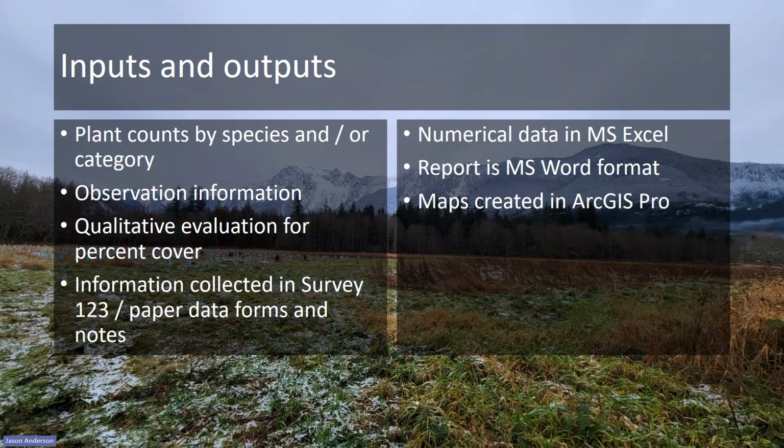Okay, quick note on inputs and outputs. So inputs refer to the type of information we collect in the field. Plant counts refer to native plants within polygons or belt transects. Observation information refers to disturbance. It could be browse, insect damage, or wind throw. Percent cover is qualitatively evaluated and given a number. We have discussed maybe not using a number, but transitioning to a range. So for example, it could be greater than 25%, but less than 50%. But we're still kind of trying to hash that out.